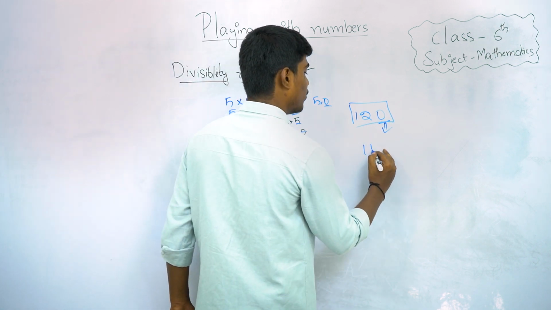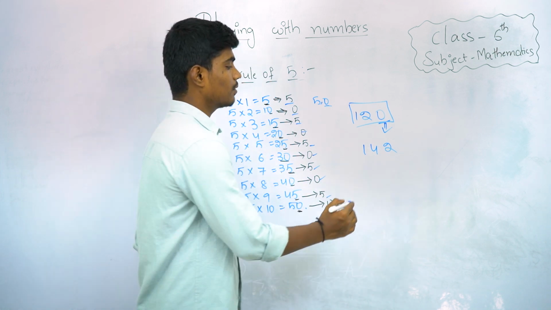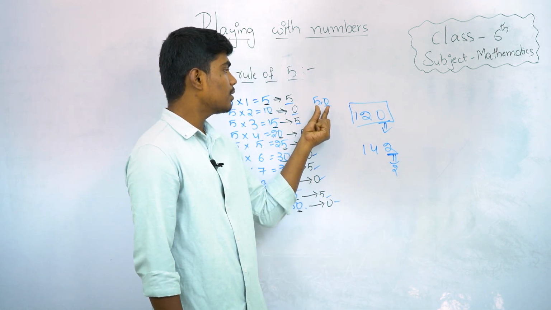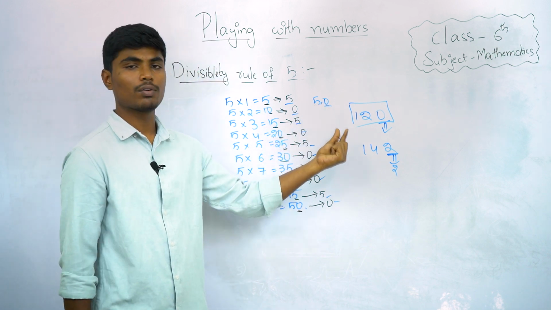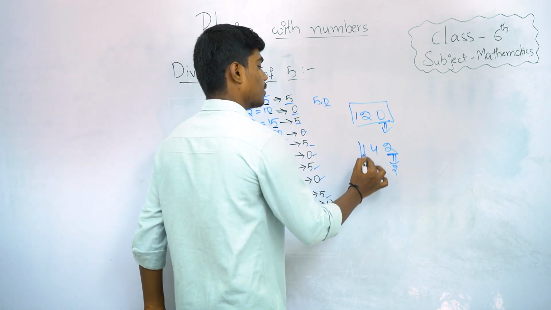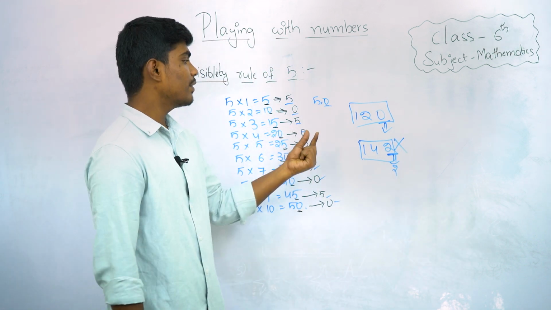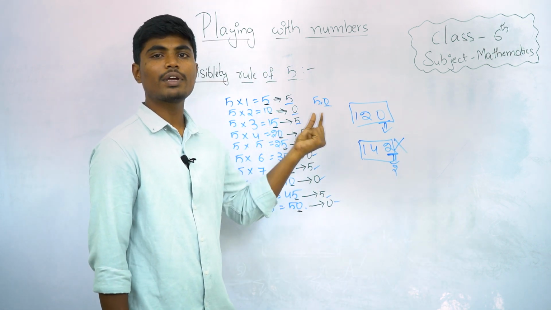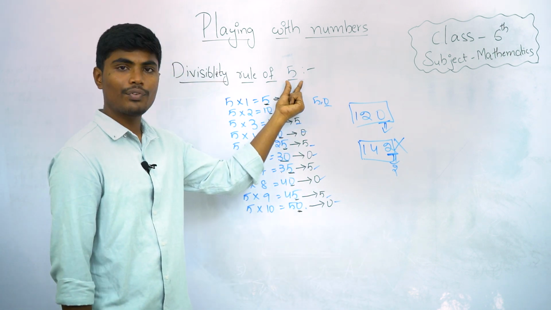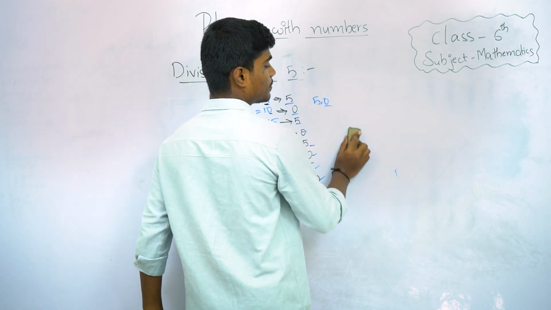Let's take 142. What is the ones place? 2. So, here the digit should be 5 or 0, but here the digit is 2. So, this number is not divisible by 5. Like this, if the number has 5 or 0 in its ones place, the number is divisible by 5. Okay, what can we conclude? What is the divisibility rule of 5?